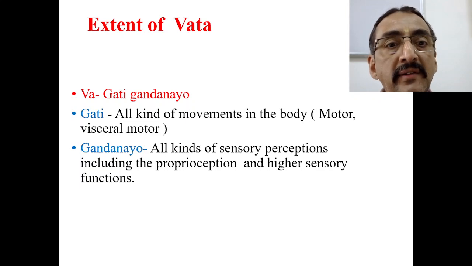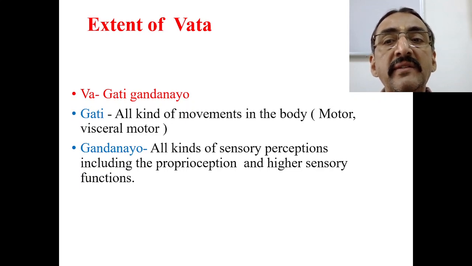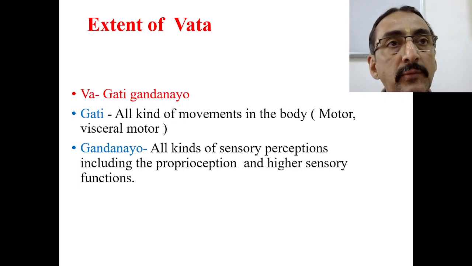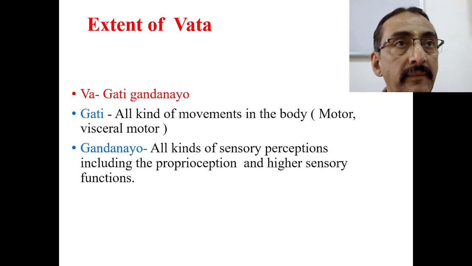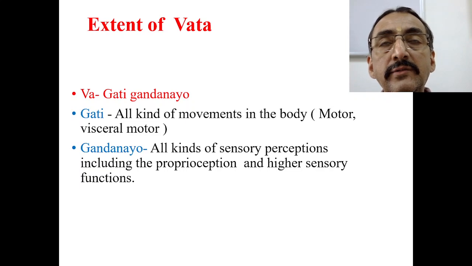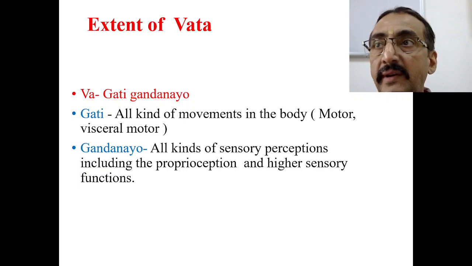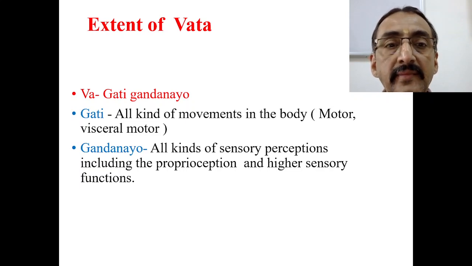Now, Gati means all kinds of movements in the body. The movements in the body may be motor or visceral motor. That means Gati refers to all the motor movements in the body. Visceral motor movements are by the sympathetic and parasympathetic systems.